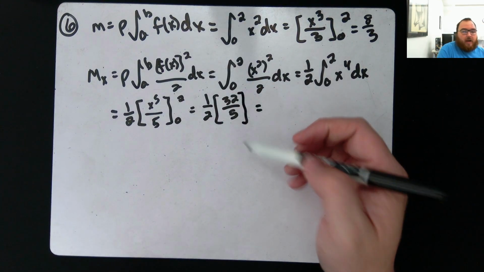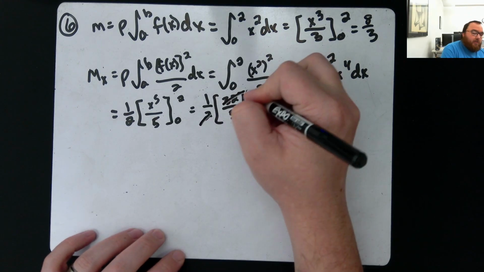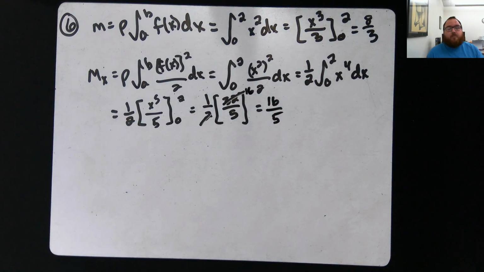1/2 times 32 over 5. The 32 and the 2 can cancel out to give me 16. So we get 16 over 5 for the moment about x.